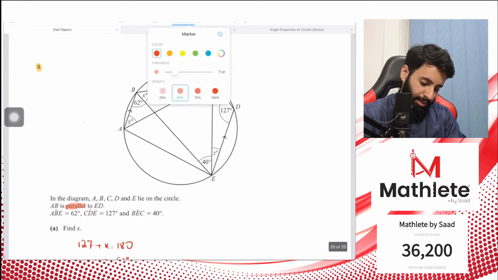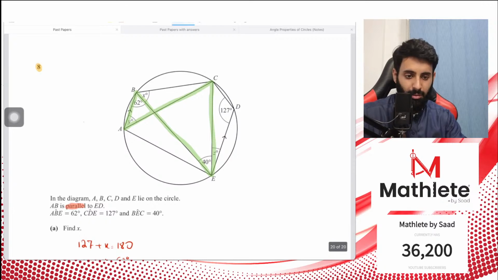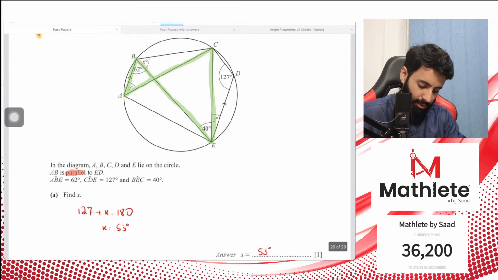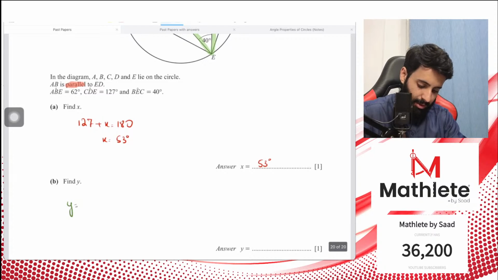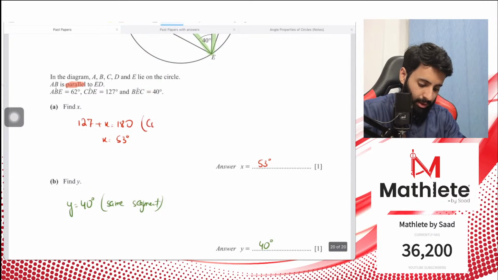So we have this property over here, and because of that, angle y is going to be equal to what? Angle y will also be equal to 40 degrees. So immediately we have the value of y, which is equal to 40 degrees. We can write it over here because of same segment, so that later on when you guys are reviewing, you know exactly what I've done. And here also I'll write cyclic quadrilateral.